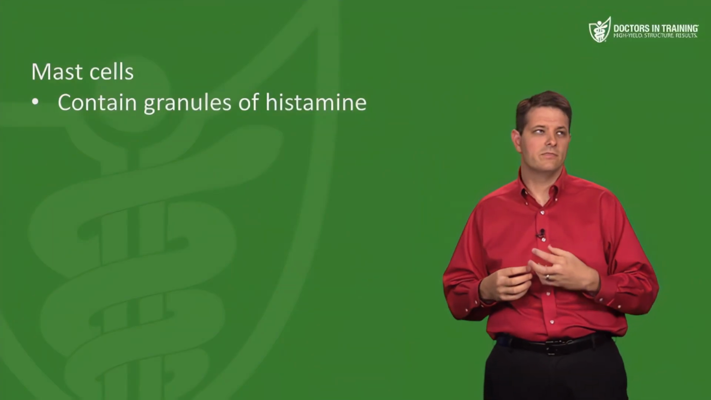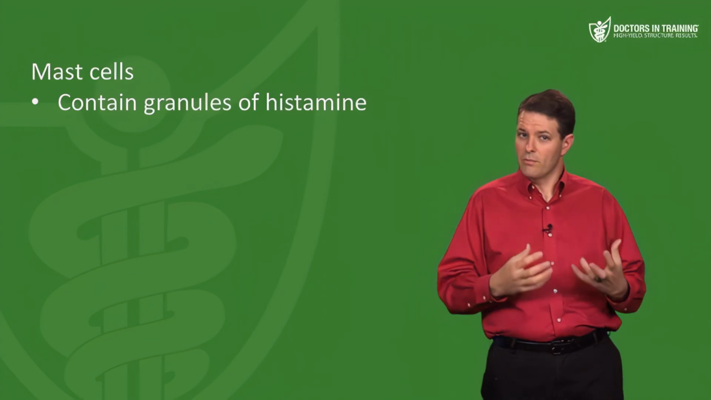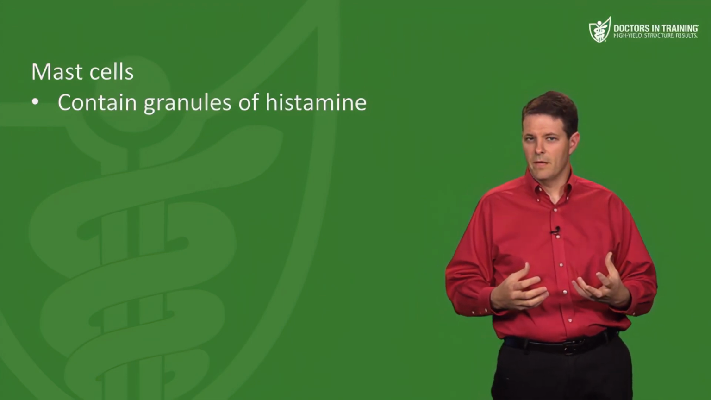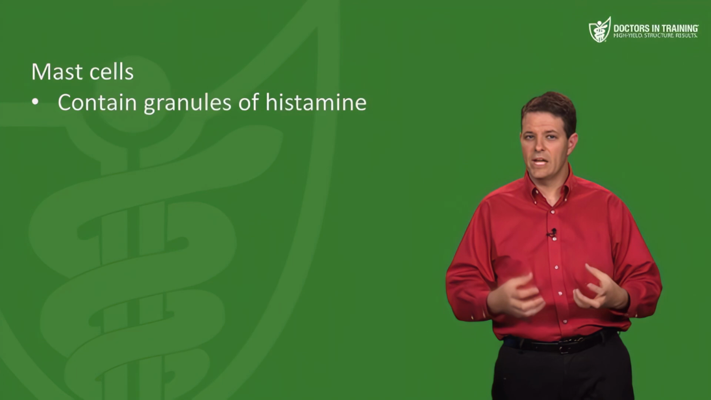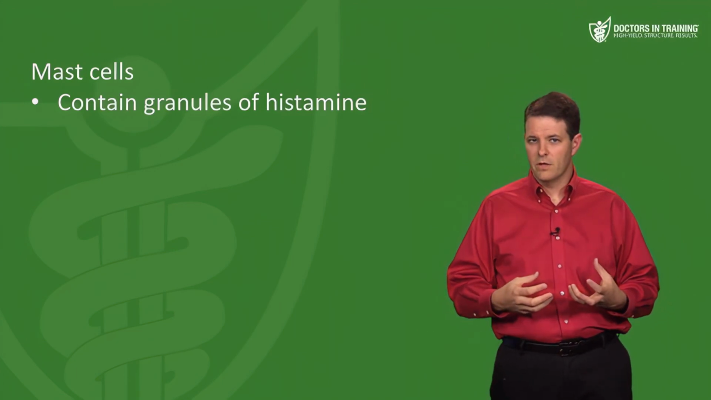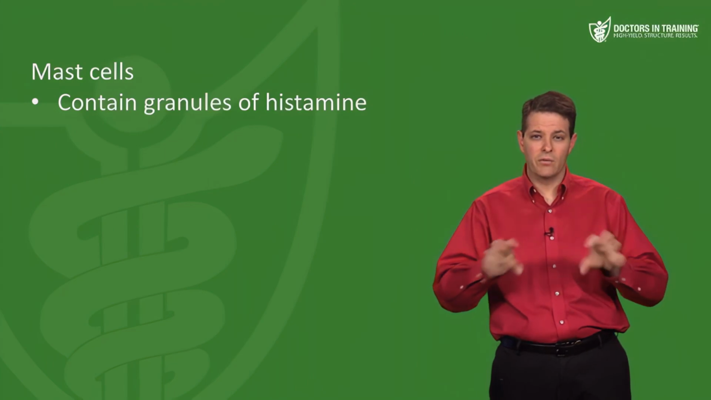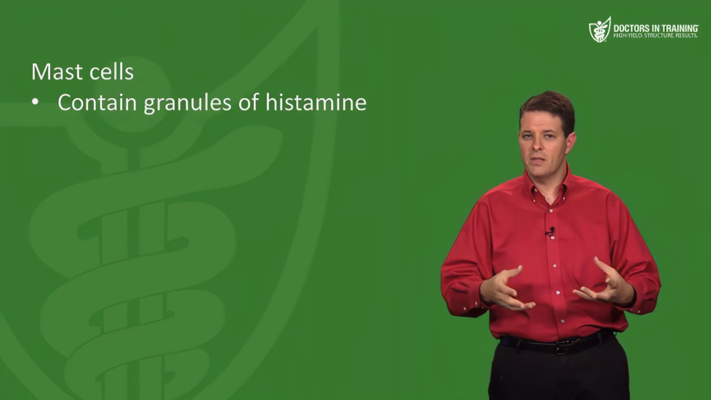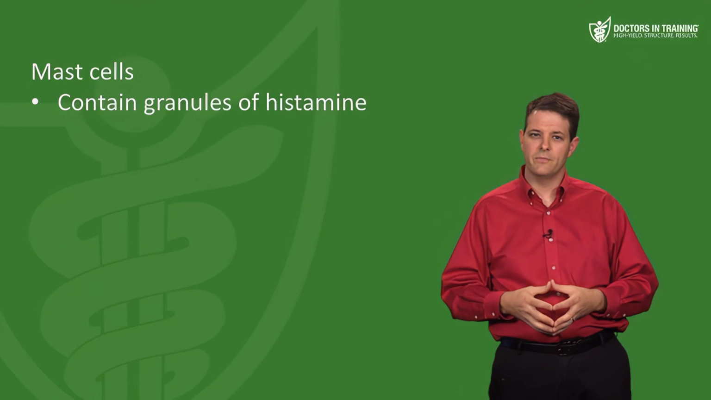Mast cells are a type of granulocyte that mainly reside in mucosal tissues in the skin. Mast cells contain granules of lots of things, but one of the most important things is histamine. And we've mentioned that histamine causes vasodilation and increased vascular permeability and some bronchoconstriction. So when mast cells degranulate and release all that histamine, that's responsible for type 1 hypersensitivity.